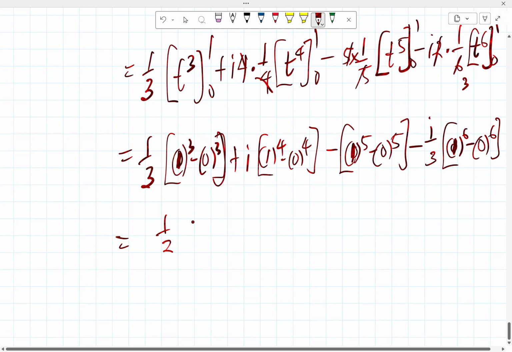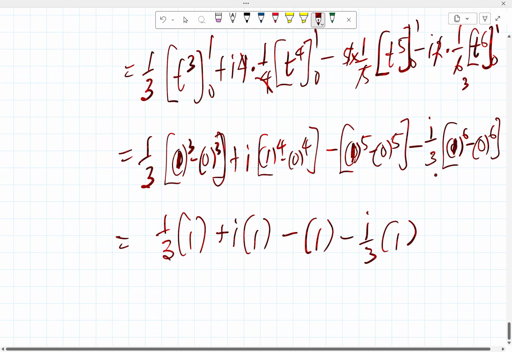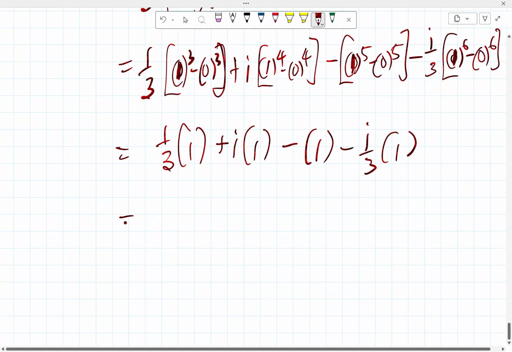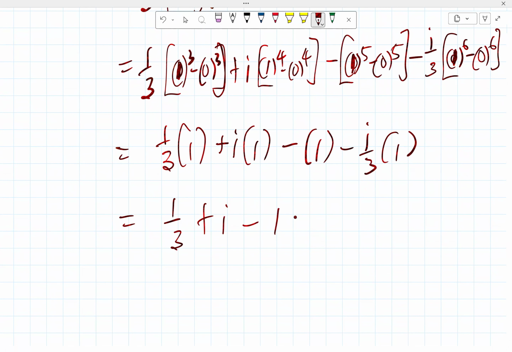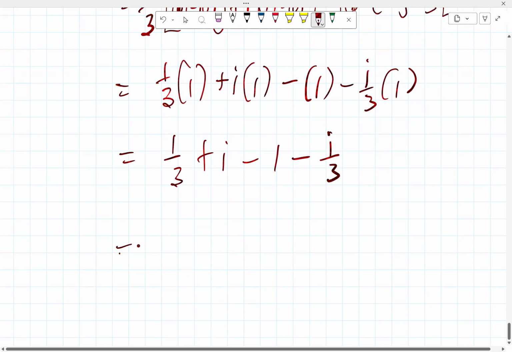So this is 1 over 3 into 1 because 1 cube is 1. So 1 and the other one is 0. So plus i into 1 again minus 1 minus i over 3 into 1. So we tidy up further. So that's 1 over 3 plus i minus 1 minus i over 3 like that. So we can collect like terms, right?